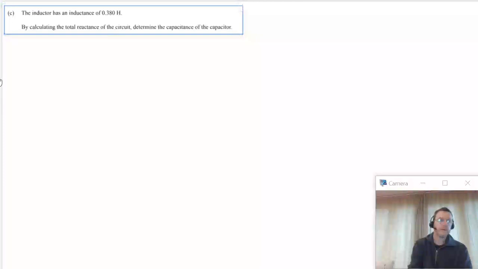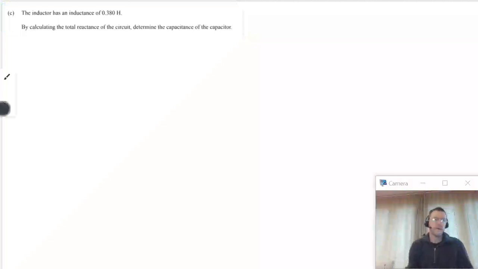And now we've got this next one. Let's have a look. Okay, the inductor has an inductance of 0.380 henries. So the starting point is to think about our phases again. We've got this situation. Actually, why am I doing that? Let's just draw this up a bit differently.